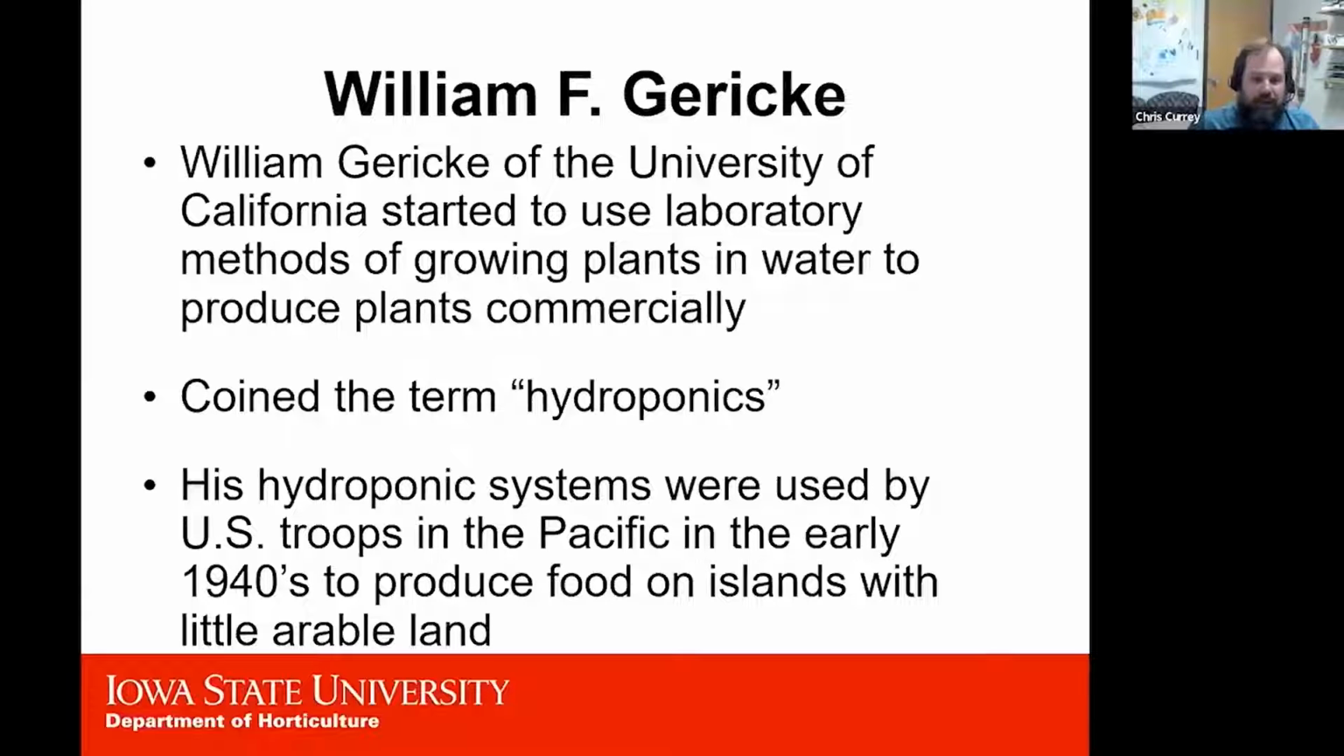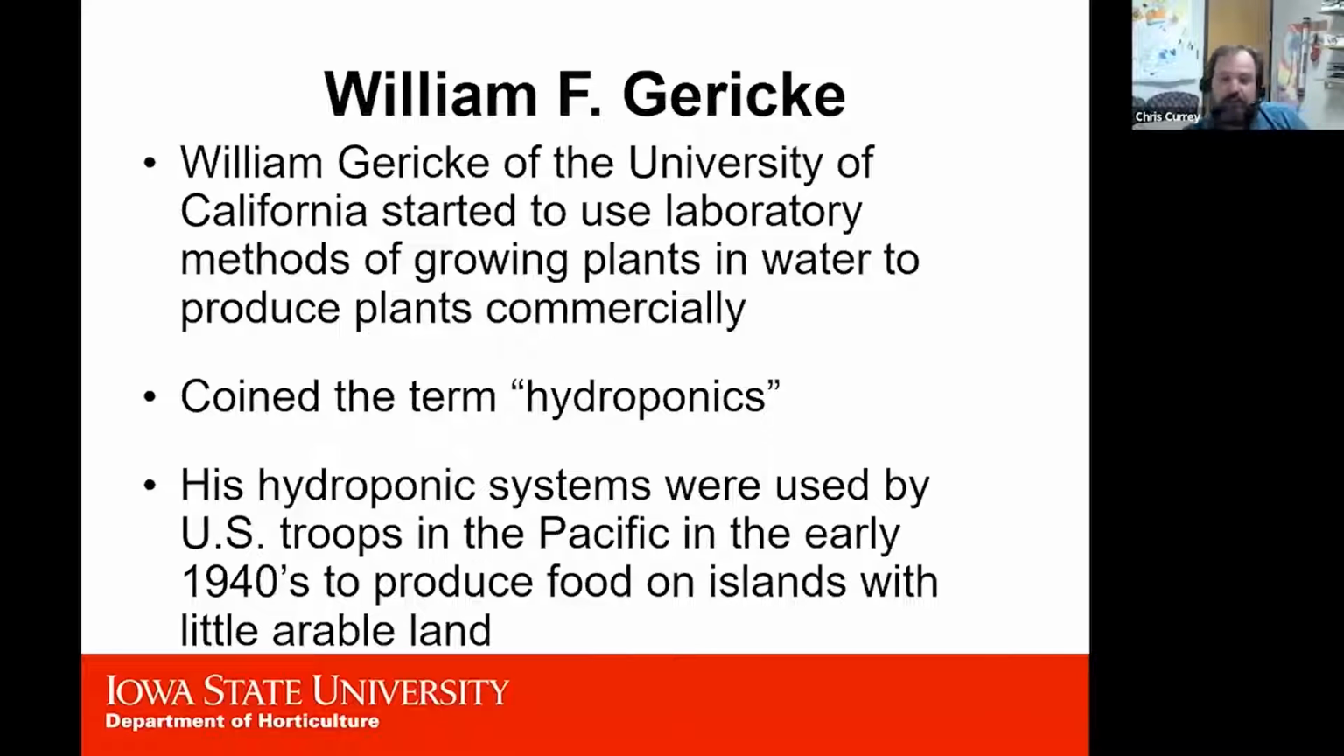Really, the father of modern hydroponics would have to be William F. Garrick. He was a faculty member at the University of California, and he started to use these lab methods of hydroponic production to grow plants commercially. In fact, among those first commercial crops were vegetable plants like tomatoes, but also cut flower crops, including rose and carnation. So really, cut flowers were there for the birth of hydroponics. He also coined that term hydroponics, again, that working water, using those Greek root words.